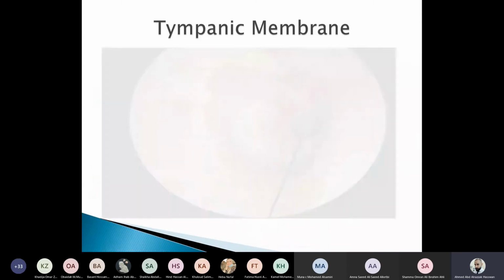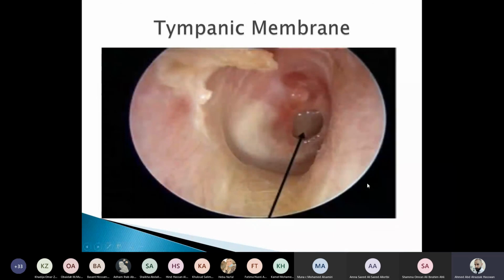Now let's come and see some abnormalities. So guys, what can you see here? Of course, can we appreciate where is the cone of light, where is the handle of malleus? No, we can't. Yes, we can see a hole. So perforation, okay? So this tympanic membrane is perforated. Clearly there is this hole. So this is called tympanic membrane perforation. It's very simple. And of course, we cannot appreciate the handle of malleus nor the cone of light.